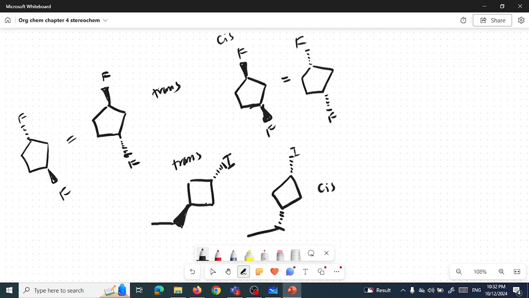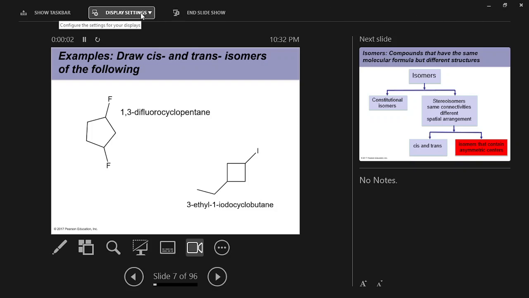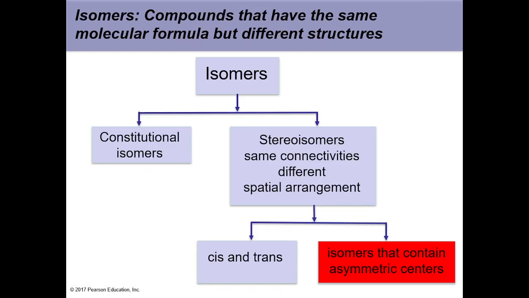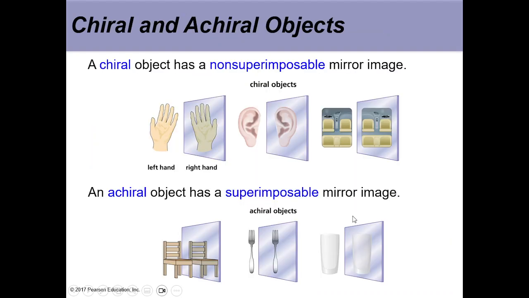Now that's one type of isomer. The other type of isomer is the isomer that contains an asymmetric center. So first of all, what is the asymmetric center? This is mainly referring to an sp3 carbon. Again, an asymmetric center is usually referring to an sp3 carbon. Now we have to understand one of the keywords in this type of isomers, which is called chiral. And the opposite of that is called achiral.